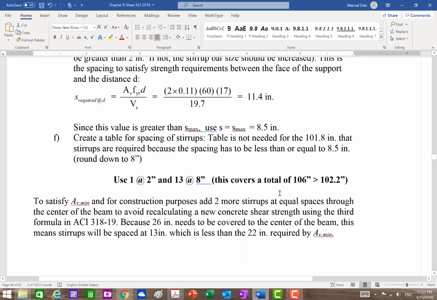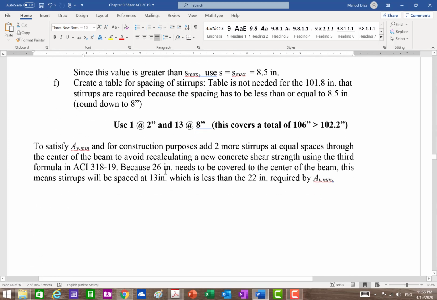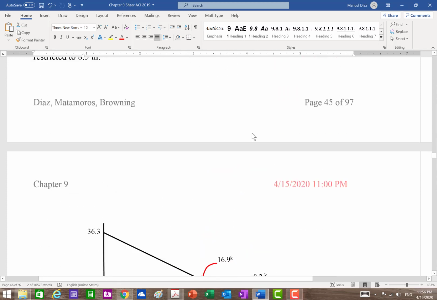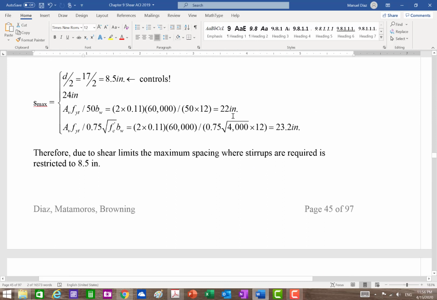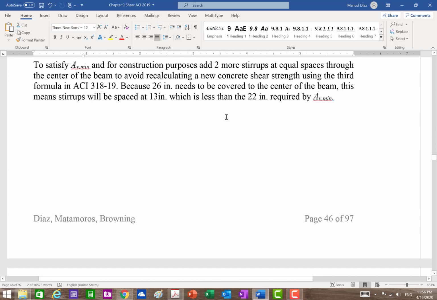And then I added 2 more stirrups, at equal spaces to the center of the beam to cover my minimum requirements. I need to cover 26 inches, so that means if I'm using 2 stirrups, I'm putting each at 13 inches, and that's less than the spacing needed for Av minimum. Okay? So don't forget, that's that one right here. So that's the spacing needed to satisfy minimum shear requirements. Right. So we get that one. So that's pretty similar to the other.